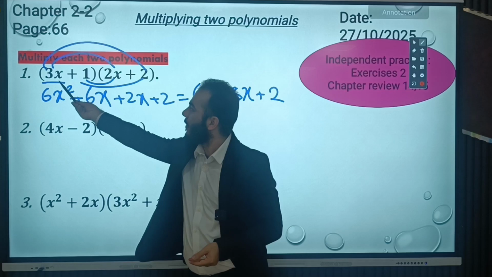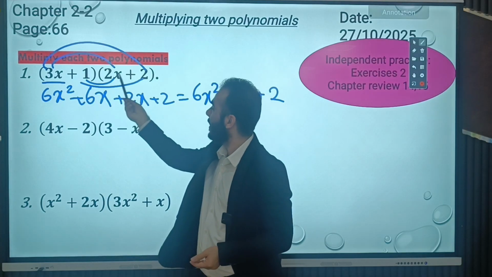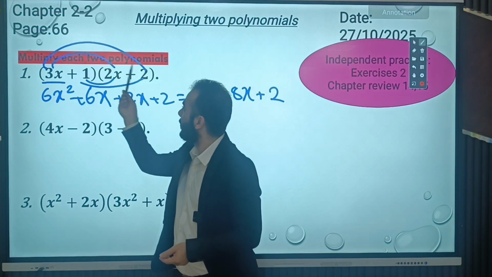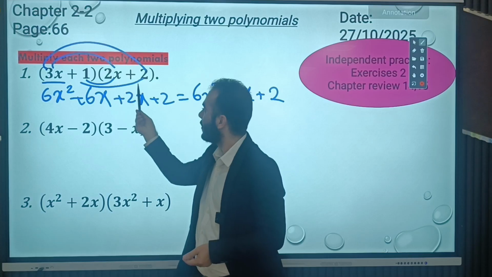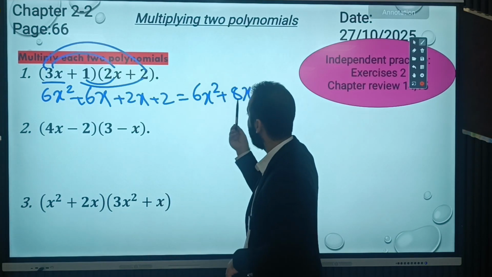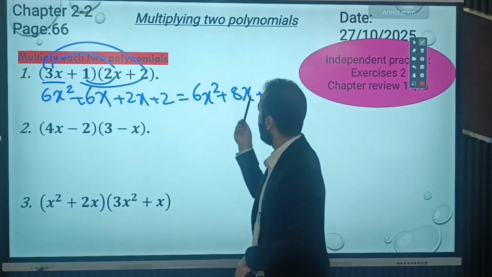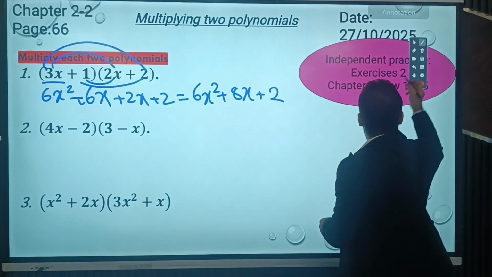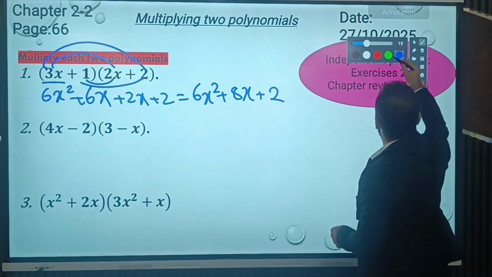Look, 3 times 2, 6, x times x, x squared, 3x times 2, 6x, 1 times 2x, 2x. 2x and 6x together, they will make 8x. And then finally, 1 times 2, 2. How about the next one? Let's just change the color.